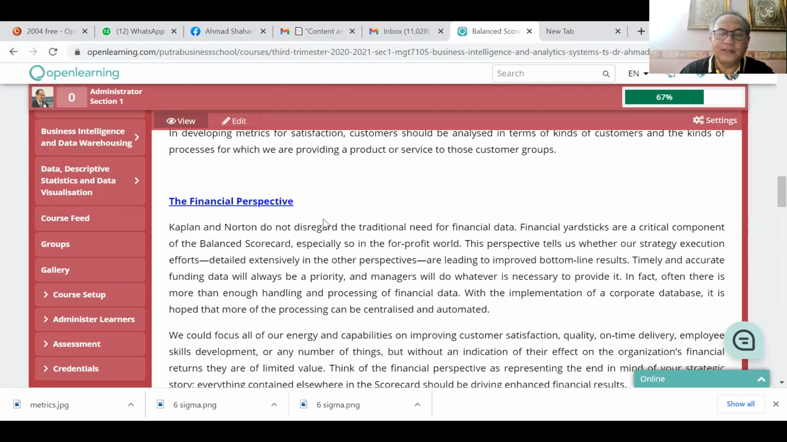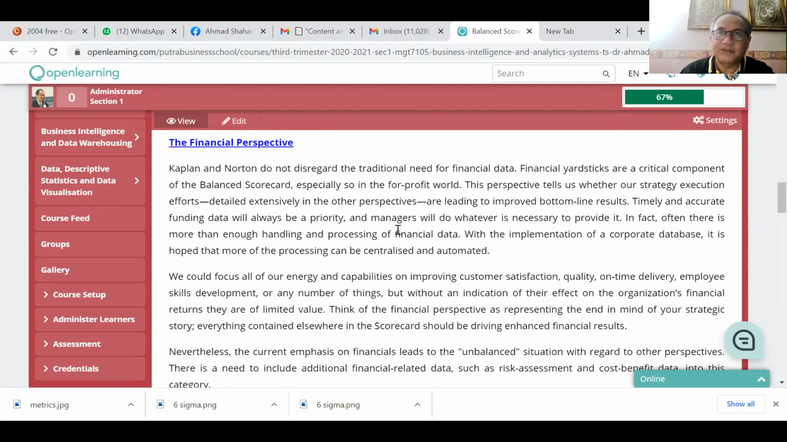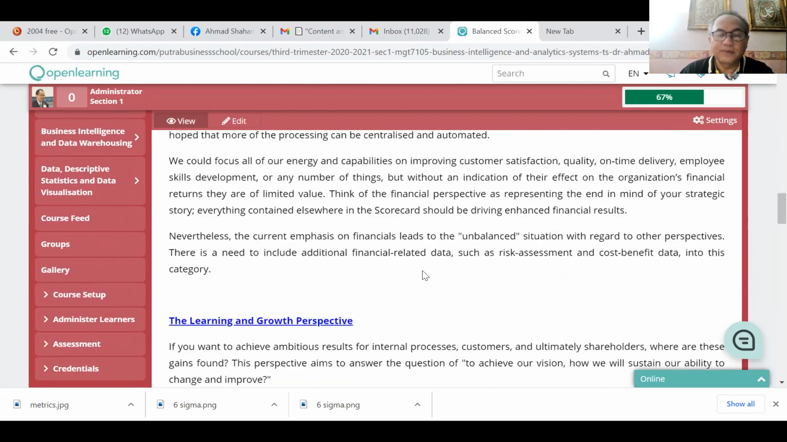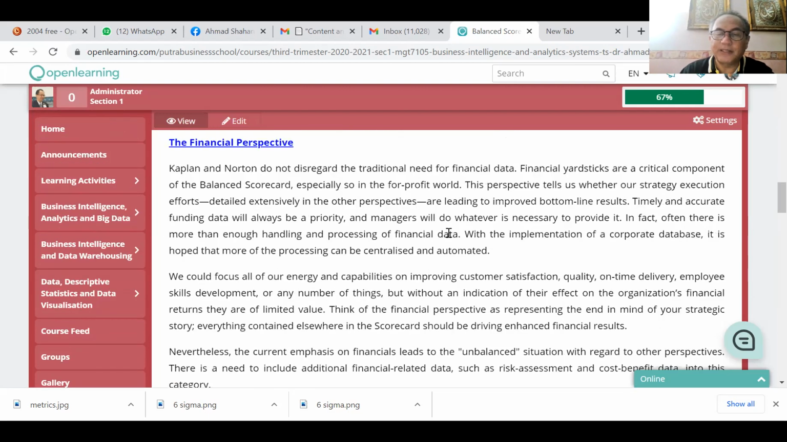And then the financial part of this balanced scorecard is the financial perspective, only one. So it measures performance like profitability and so on, and also risk assessment and cost benefit data go into this category. We look into the bottom line. So this is the one where we look at the bottom line.